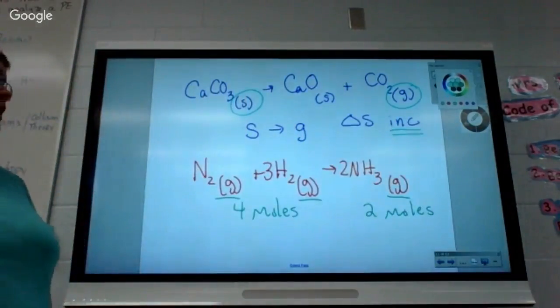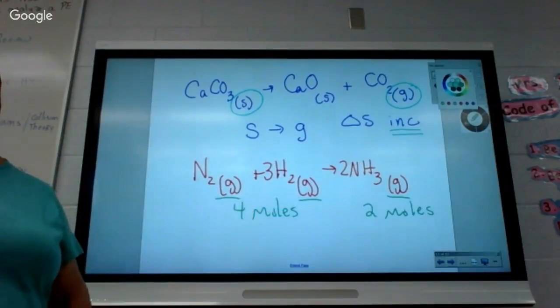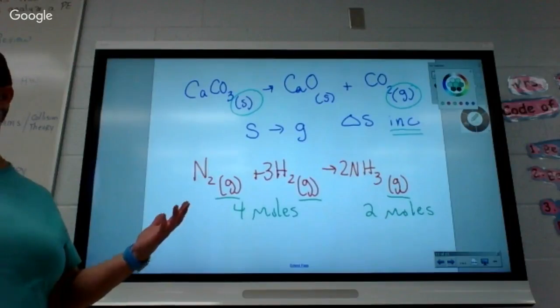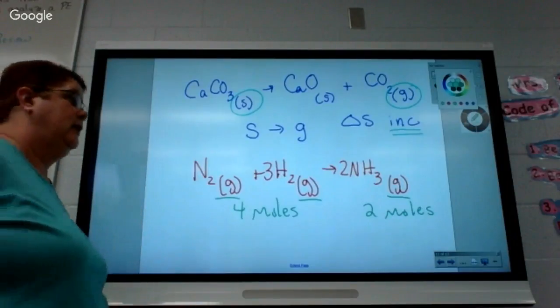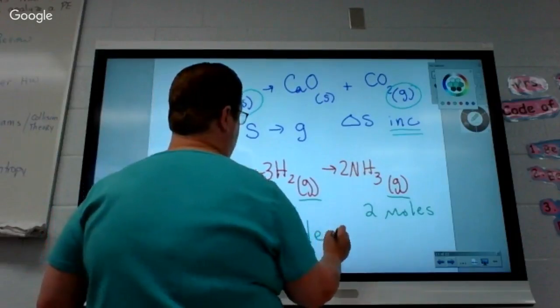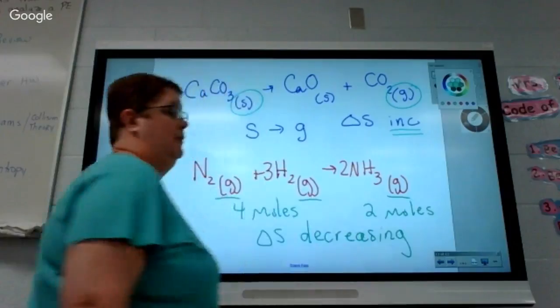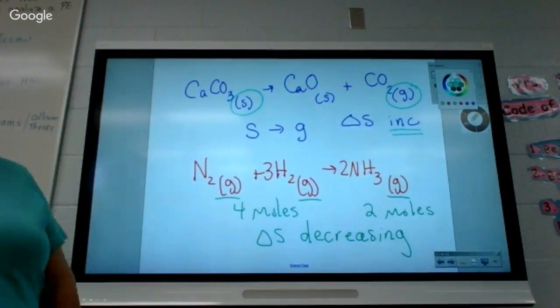All right, so we got 4 moles on this side and 2 moles on that side. So is my entropy increasing or decreasing? It's decreasing. So my delta S is decreasing. Okay, I told you entropy is pretty easy. It's a good way to end the day because it's an easy concept. Okay, you with me?